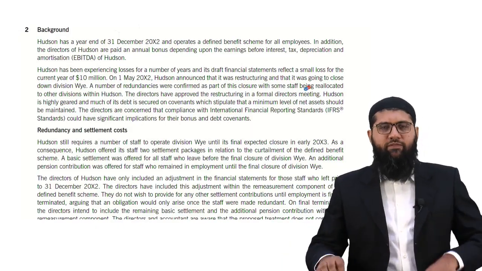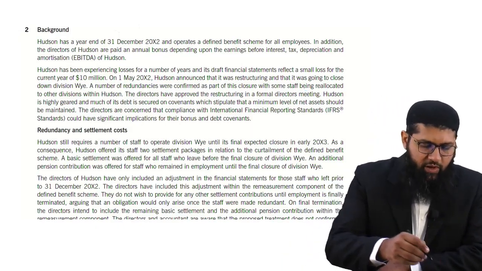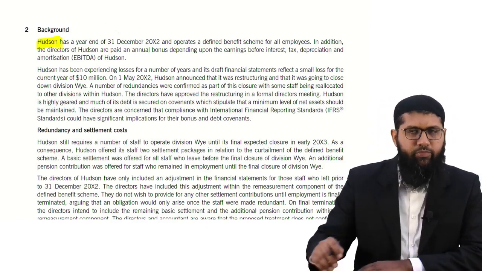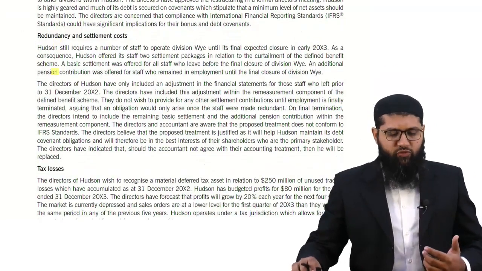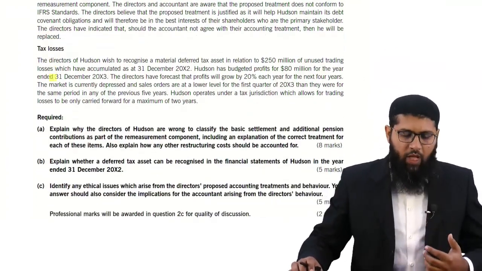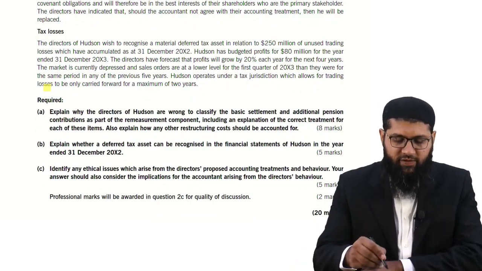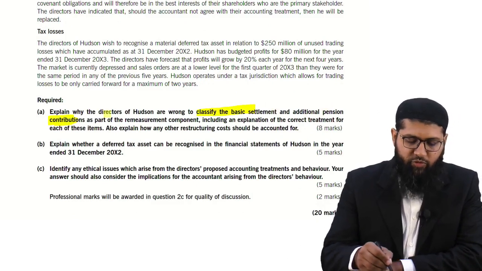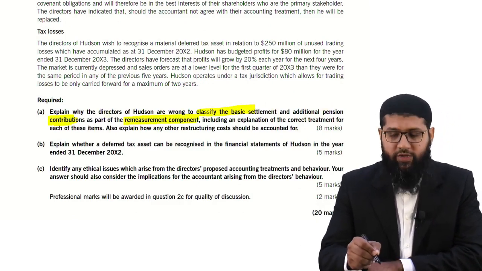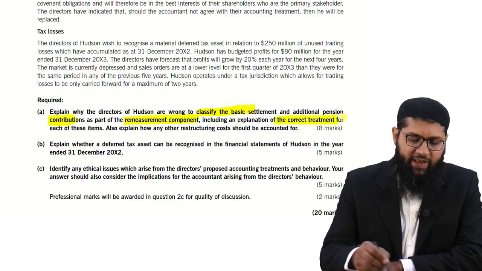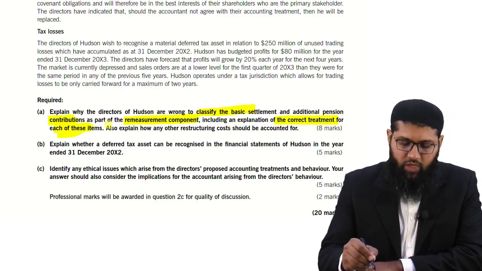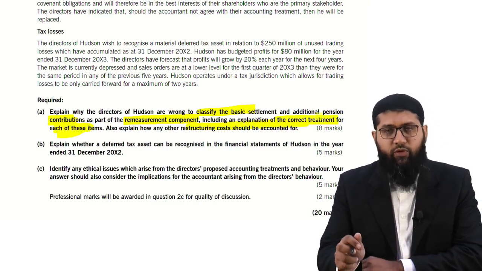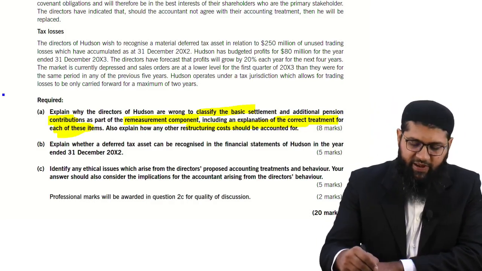Okay guys, so we have in front of us a question from the SBR past papers. The name of the question is Hudson. There are multiple requirements to this question which we need to see. One of them is explain why the directors of Hudson are wrong to classify the basic settlement and additional pension contributions as part of the remeasurement component, including an explanation of the correct treatment for each of these items. Also explain how other restructuring costs should be accounted for. So that's one of them, which is about the IAS 19.